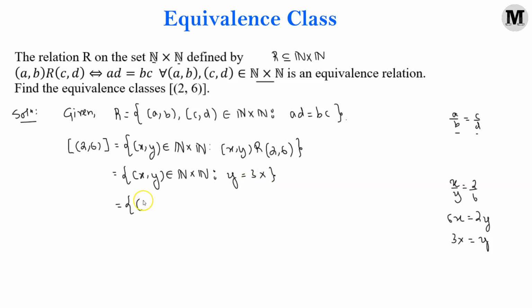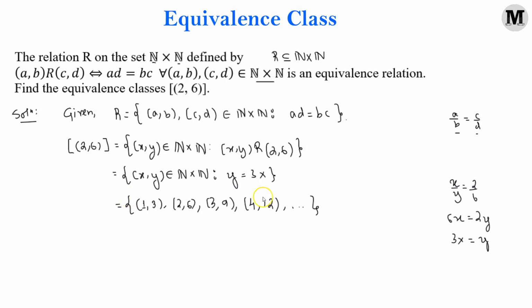Meaning, if we choose x equal to 1, then the corresponding y value is going to be 3. Then, if we choose the next natural number 2, 3 times 2 is 6, so we have (2, 6). Next, if we choose x equal to 3, then y is equal to 9. If we choose x equal to 4, then 4 times 3 is 12, and so on. So this is going to be the equivalence class of the ordered pair (2, 6).